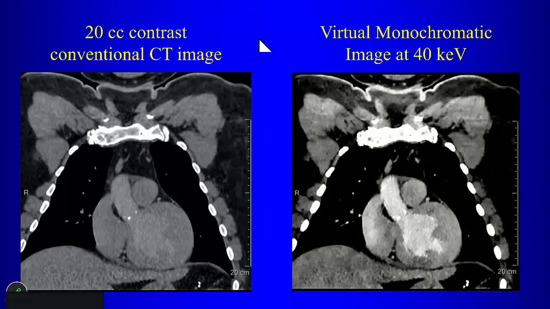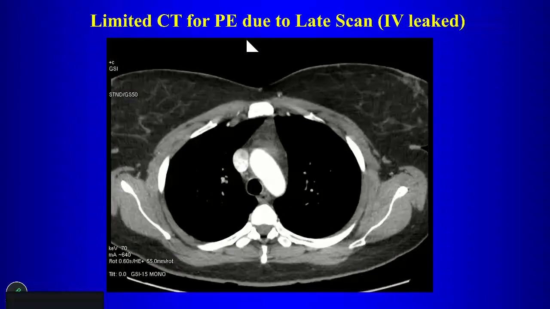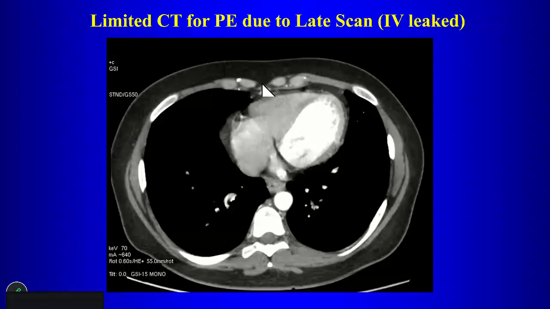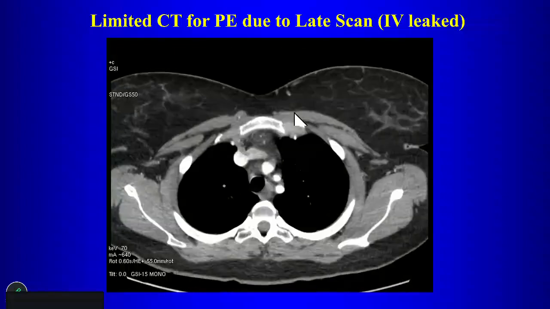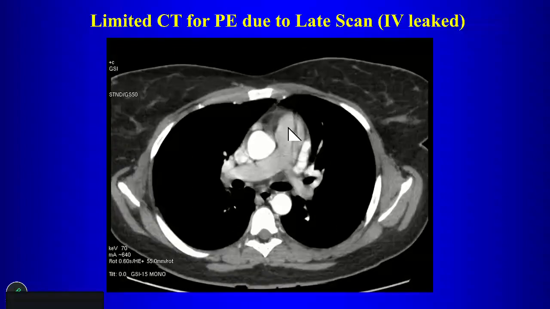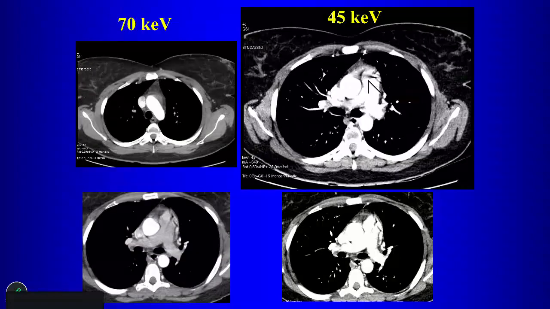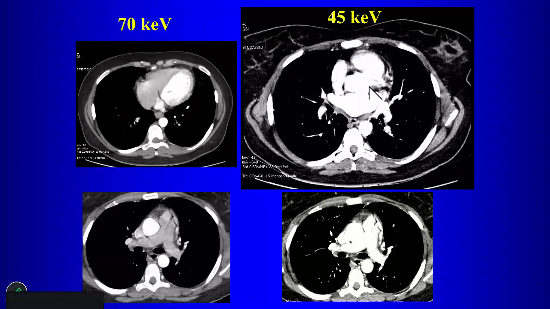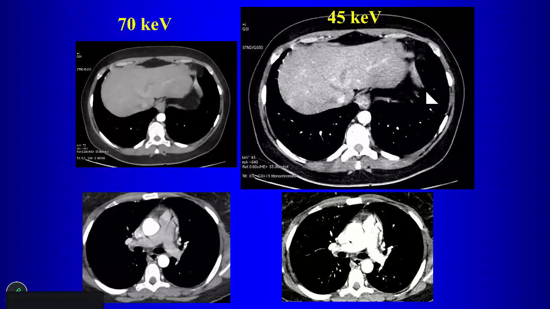We can do this. With lower doses, you can get good angios with 20 cc's of contrast. That's what a conventional CT would look like. Horrible. But with your monochromatic reconstruction, now you get a pretty decent angio, which is 20 cc's of contrast. This particular patient, the IV leaked, and we got a terrible PE scan. The IV leaked right at the most critical portion, right? Well, save the day with dual energy. See what it looks like at the lower keV. Now you get a decent CT scan here.